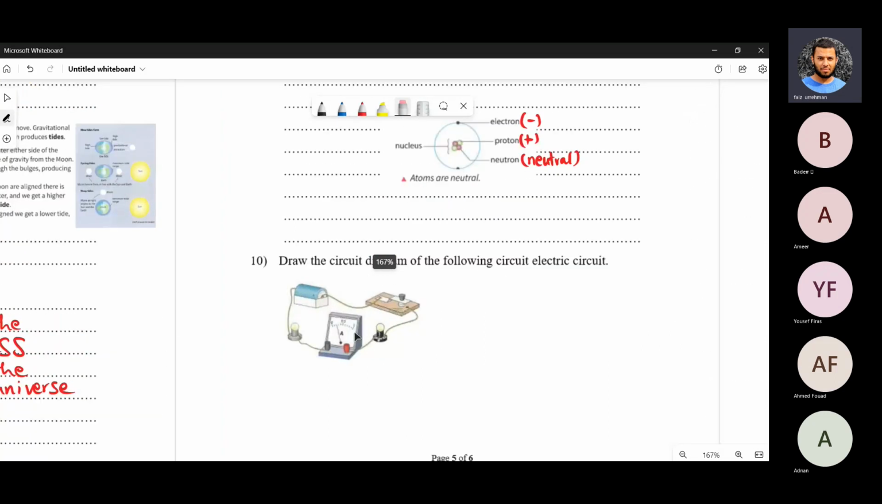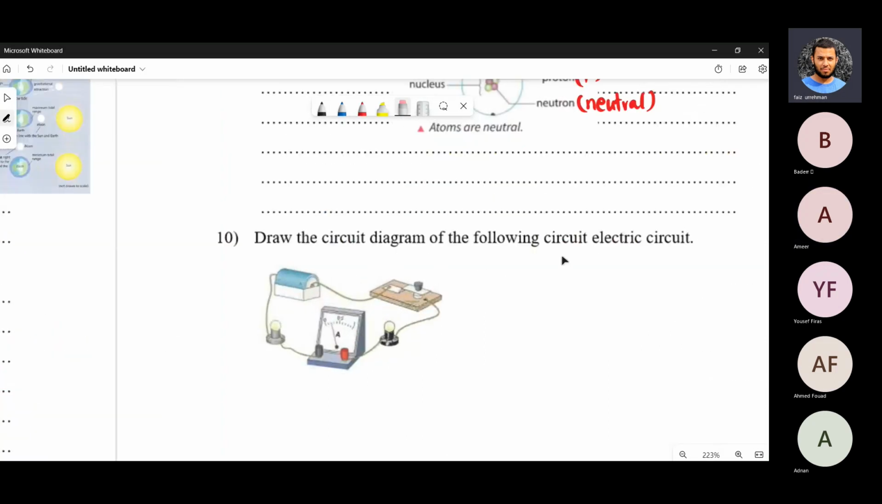It will be neutral. Draw the circuit diagram of the following electric circuit. What English is this? There is a circuit diagram for the following electric circuit.